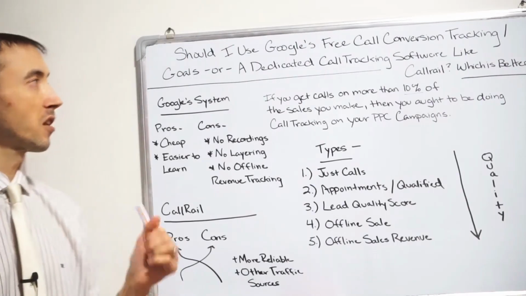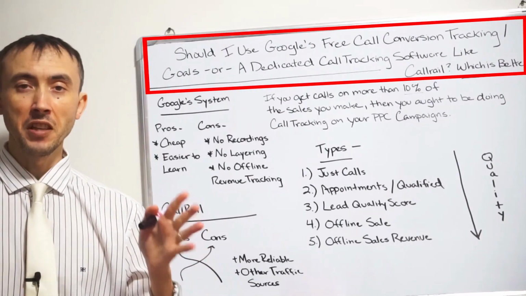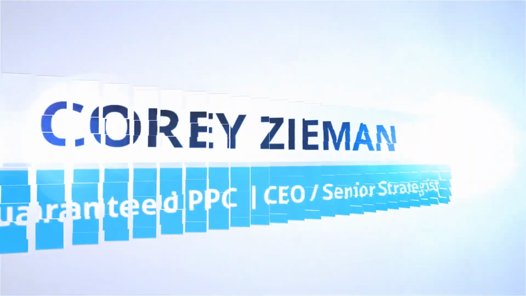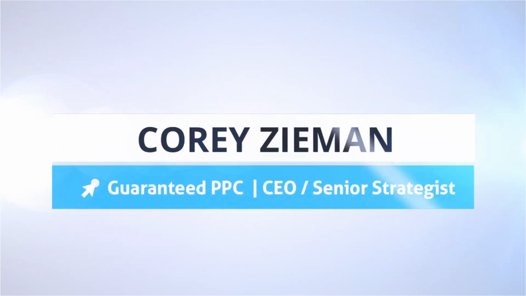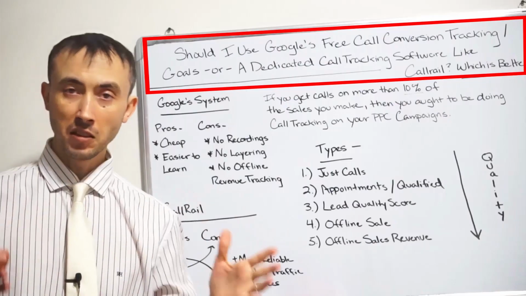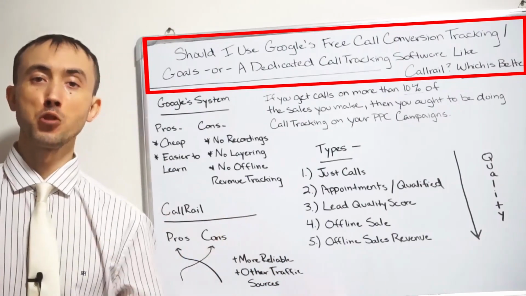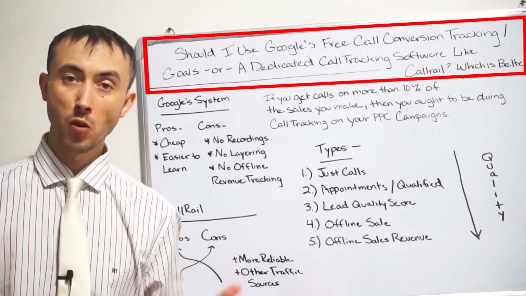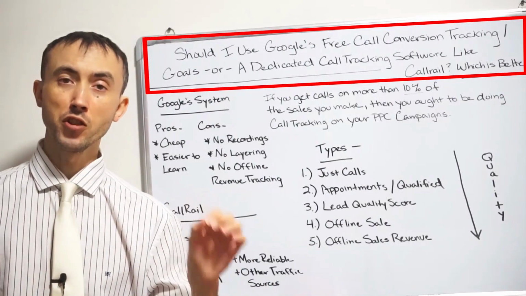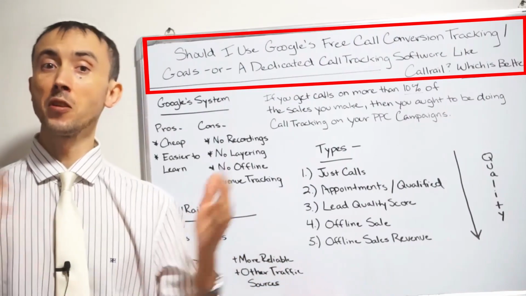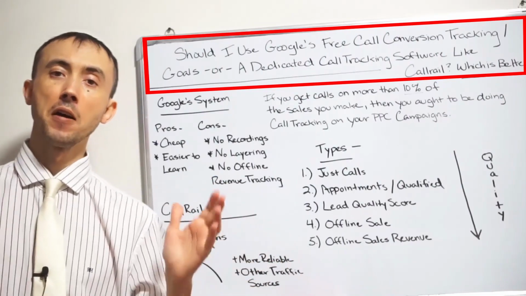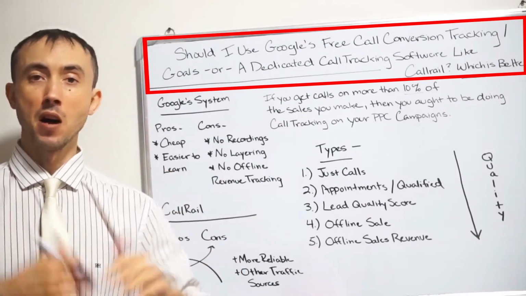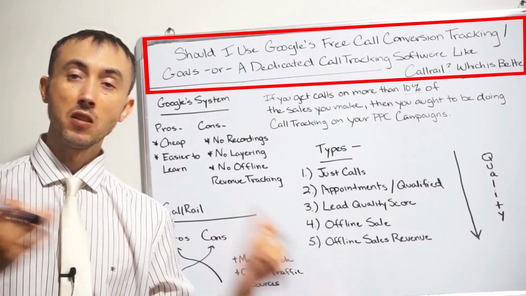Okay, on today's video, we're going to talk about call tracking, specifically how to determine if Google's call tracking system, the tools they provide to track calls coming in from campaigns you can run through the Google Ads platform, is what you should use, or whether you should use a dedicated call tracking platform or software like Callrail, Call Tracking Metrics, or Mongoose Metrics, and to decide which one's better for you.